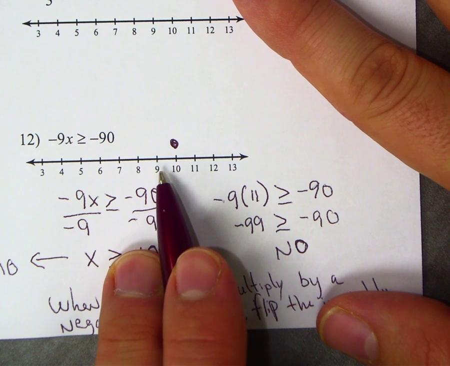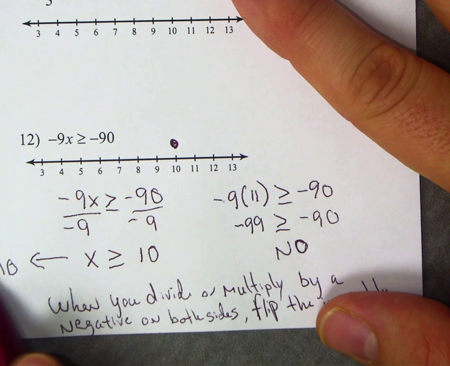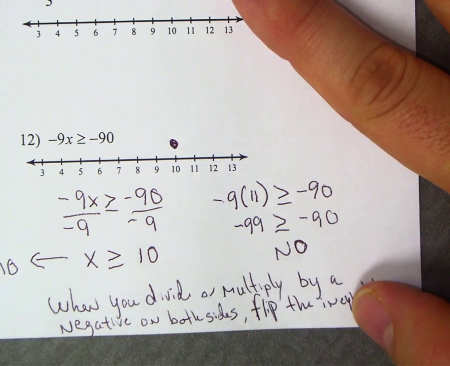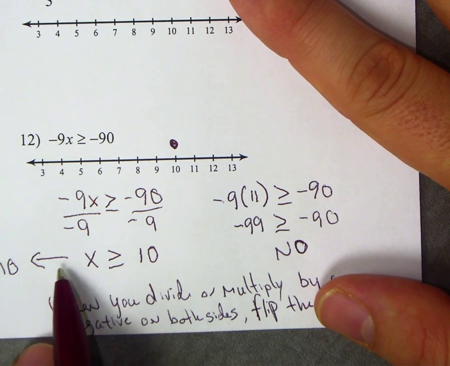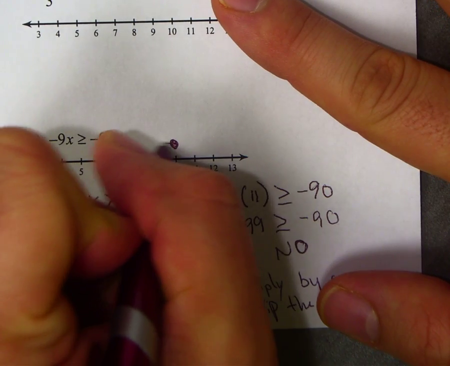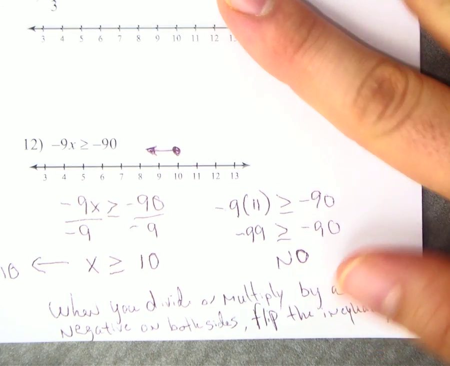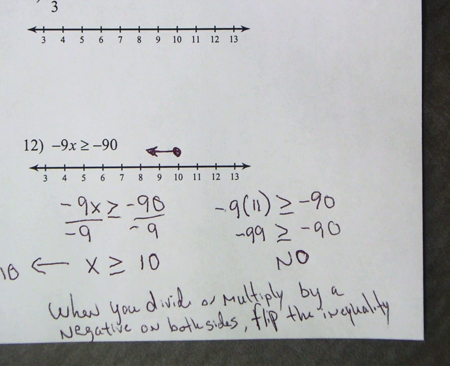If we put a 9 in there, 9 times negative 9 is negative 81, which is greater than or equal to negative 90. So it's less than or equal to 10, and we are going to draw an arrow to the left again. That is solving linear inequalities. For the multi-step and two-step, you do those exactly the same way, only flipping the inequality sign when you divide by or multiply by a negative on both sides.